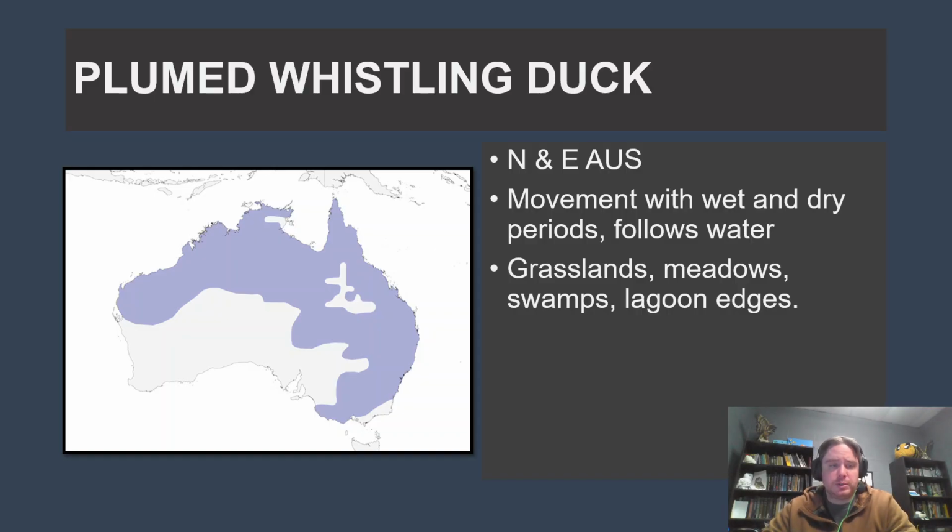The plumed whistling duck is a species of Australia. It is very common in the wet season inland, and then in the dry season, it is not found as far inland because of the dryness. Basically, it's nomadic, moving around with the water availability. And these species are associated with grasslands, meadows, swamps, and lagoon edges.